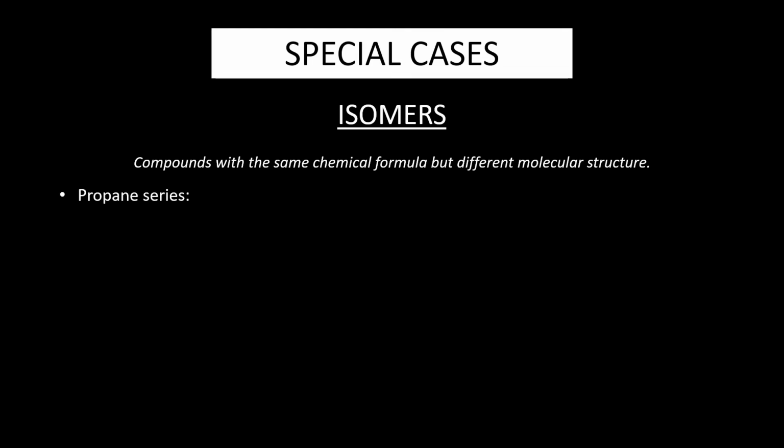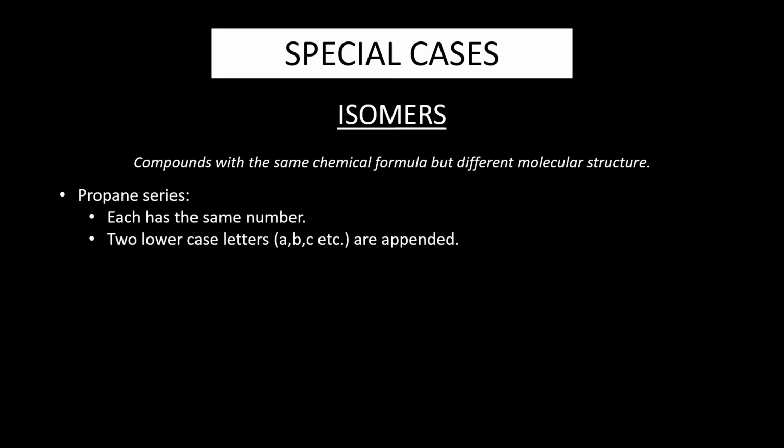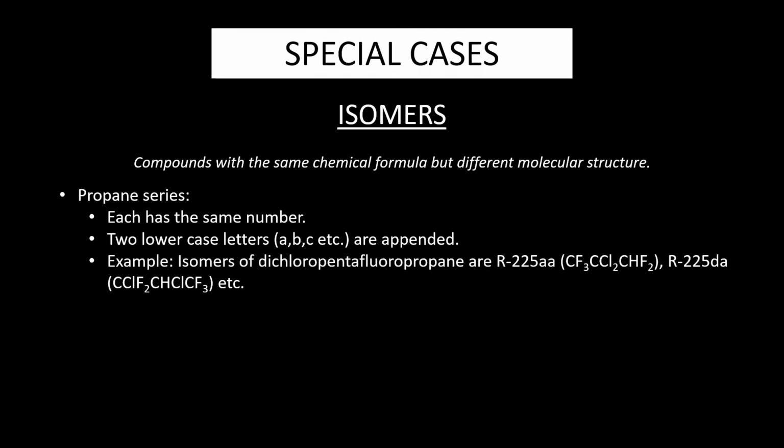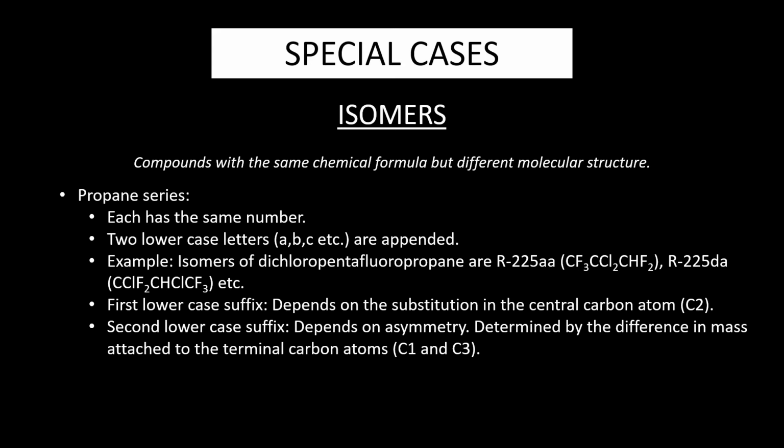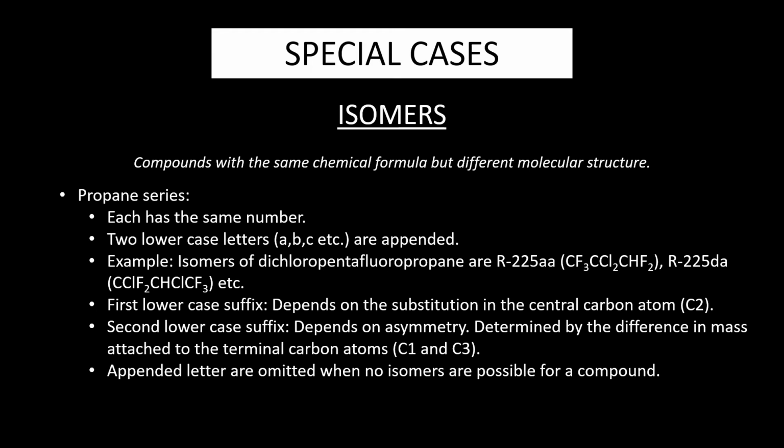In the propane series, the isomers are designated by the same R number, but with two lowercase letters appended. Here is an example of dichloro-pentafluoropropane. The first suffix depends on the substitution in the central carbon atom C2. The second lowercase suffix depends on asymmetry, determined by the difference in mass attached to the terminal carbon atoms C1 and C3. These appended letters are omitted when no isomers are possible for a compound.